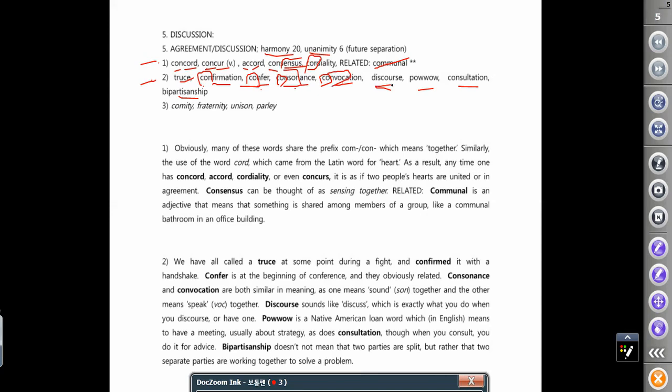Discourse is also a discussion. It sounds like discussion even. Powwow is a Native American word that's been taken over by English, and it's kind of a quick informal meeting in English. And consultation has the word consult, which is talk to one another, so it's a discussion again. And bipartisanship is a little unusual, but it means two sides of an issue working together and coming together.